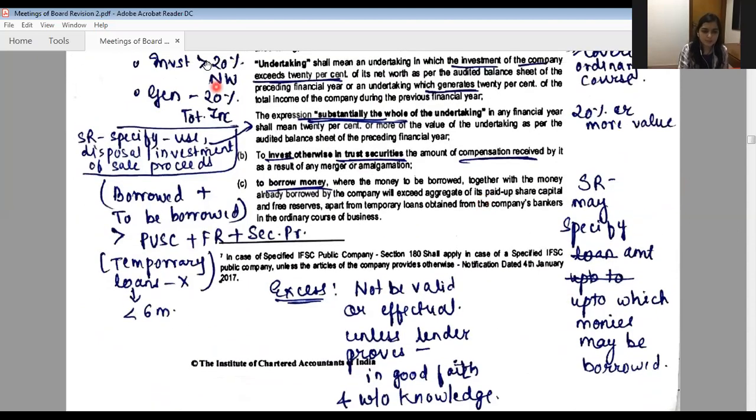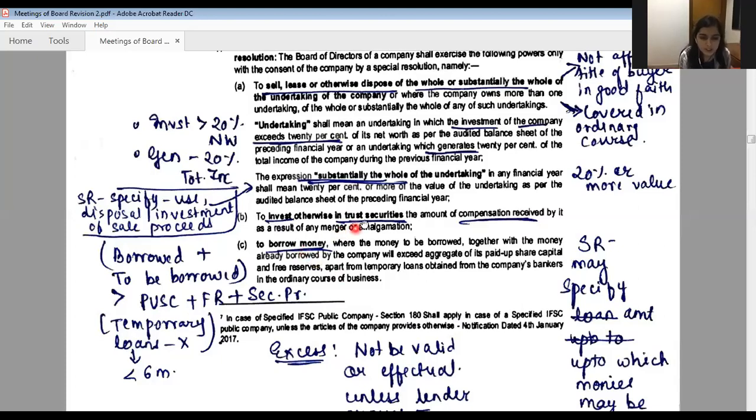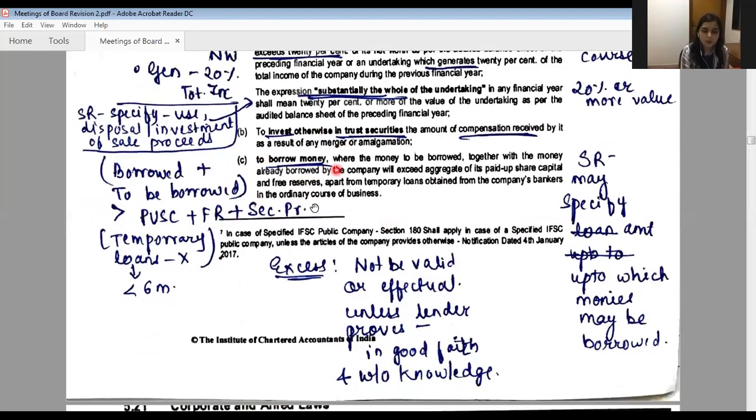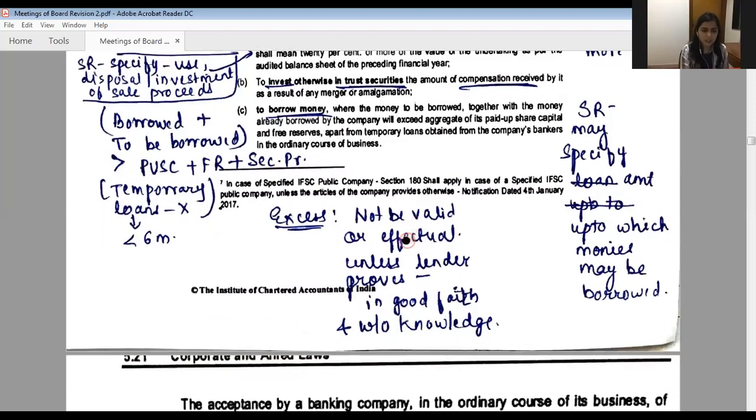The next point is to invest otherwise in trust securities the amount of compensation received by it as a result of any merger or amalgamation. The next point is to borrow money. Where the money to be borrowed, together with the money already borrowed by the company, exceeds paid up share capital plus free reserves plus securities premium, then the company has to pass a special resolution. And then the next point states that these borrowings do not include temporary loans. That is, temporary loans are those with a term of less than 6 months.